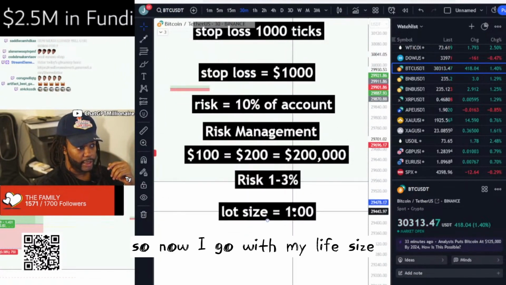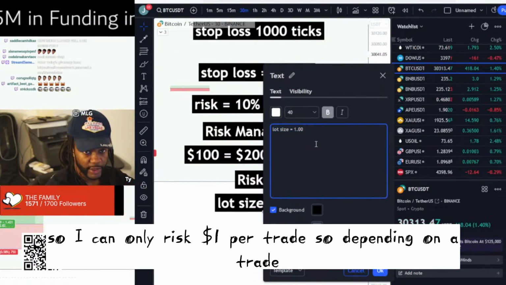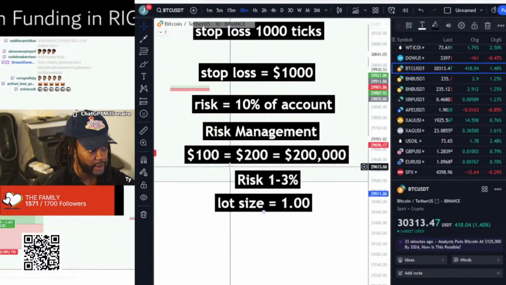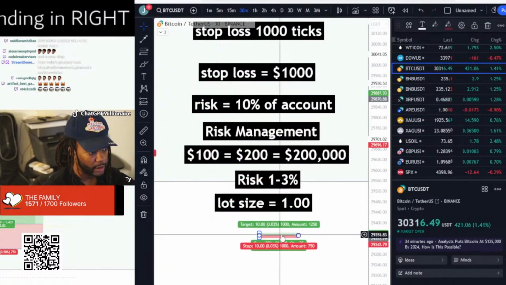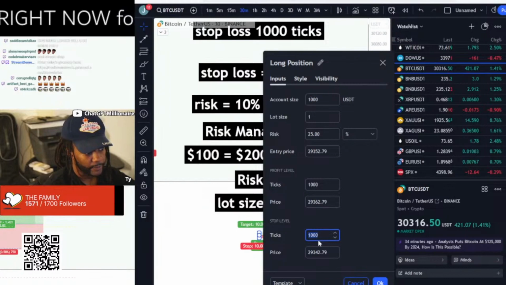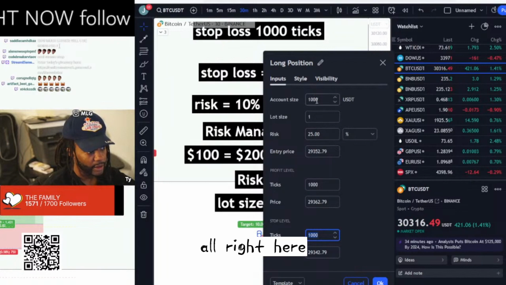So now I go with my lot size. I can only risk $1 per trade. So depending on the trade, let's say I want my stop loss to be right here.